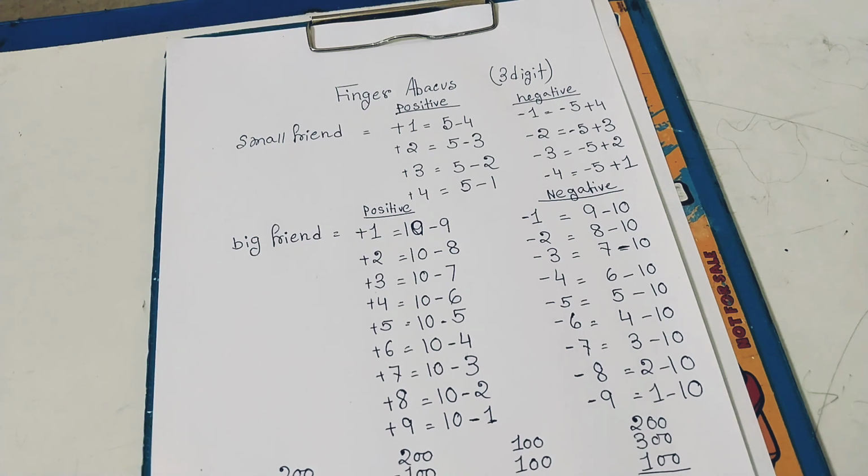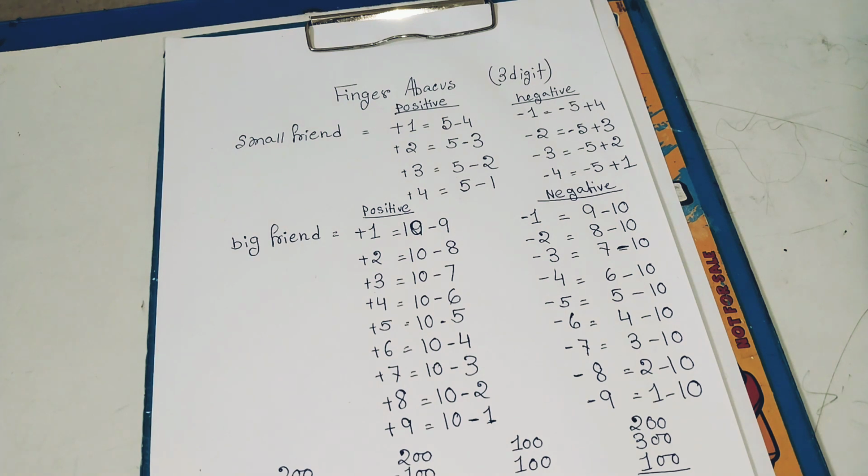Then again the big friend formula. Big friend means we have to calculate the numbers up to 10. So plus 1 is 10 minus 9, plus 2 is 10 minus 8, plus 3 is 10 minus 7, plus 4 is 10 minus 6, plus 5 is 10 minus 5, plus 6 is 10 minus 4, plus 7 is 10 minus 3, plus 8 is 10 minus 2, plus 9 is 10 minus 1.